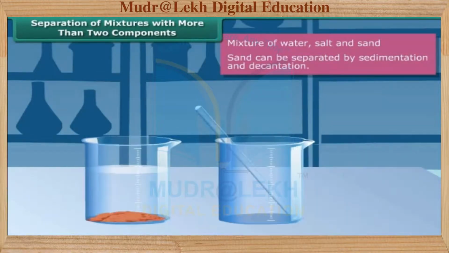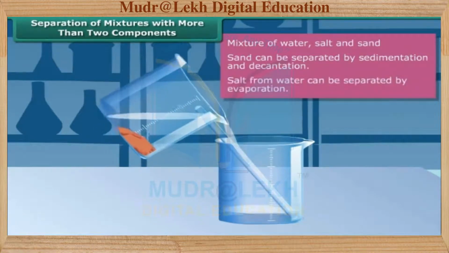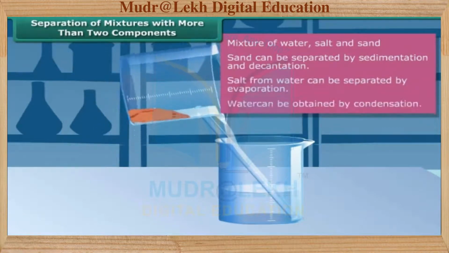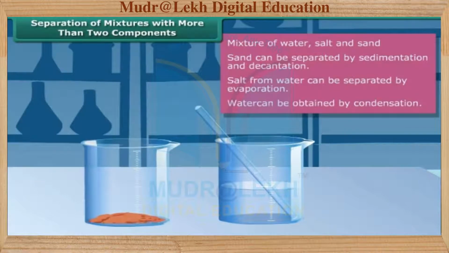Now, salt, being soluble, is completely dissolved in water. Separating it is done through evaporation and condensation. Let us look at what we mean by these two terms.